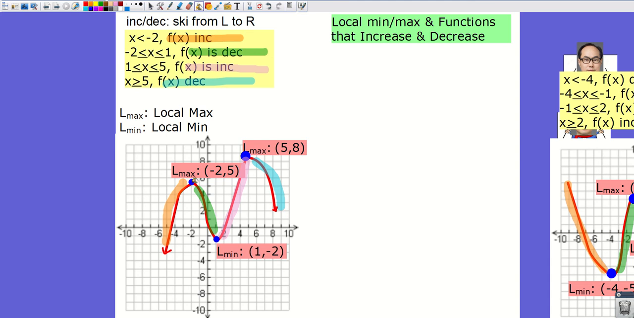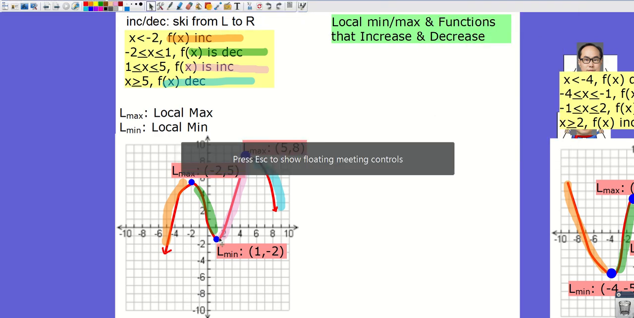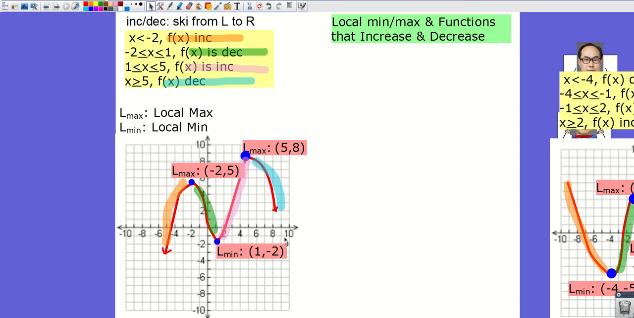Now, these two blue dots on the top, we're going to call the local maximum. It's very intuitive, nothing crazy. This is called your local minimum. Again, very intuitive, probably what you would expect. And this dot is a little bit off. This dot should be a little bit lower, like that, because it's 1 comma negative 2.